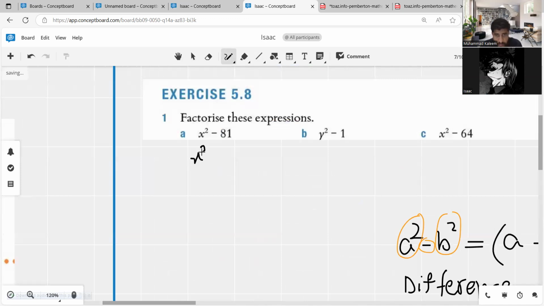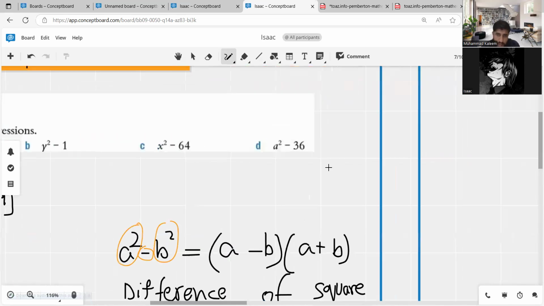So you have to say, x minus 9 and x plus 9. Yeah, it is. Can you please quickly tell me the answer for this one? Just in 10 seconds.